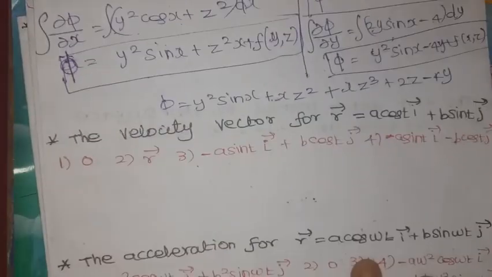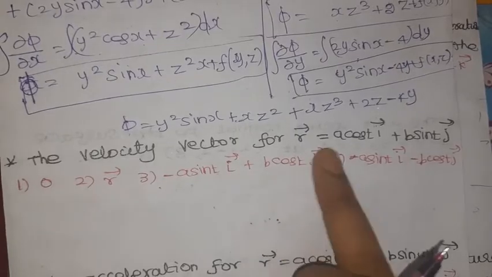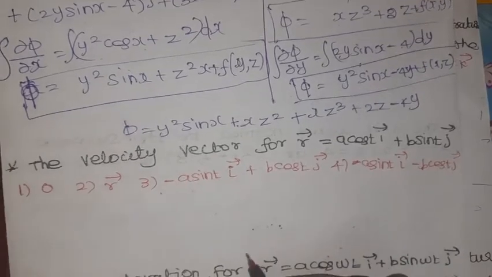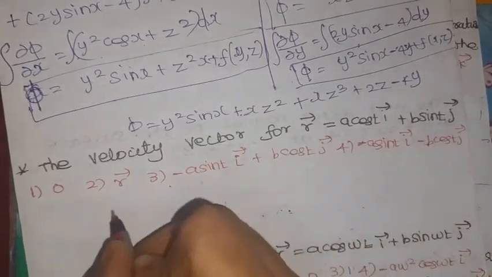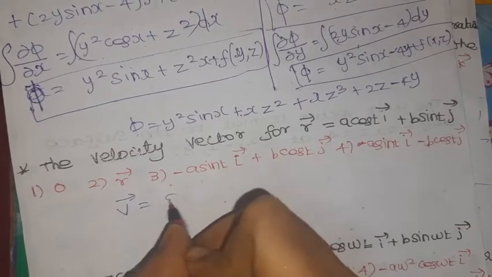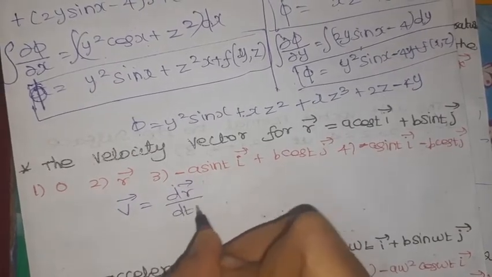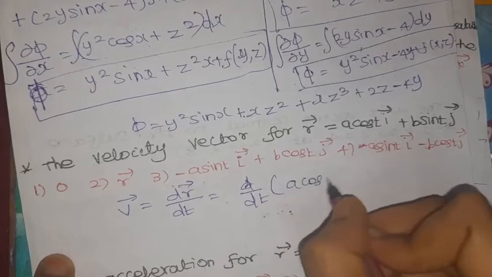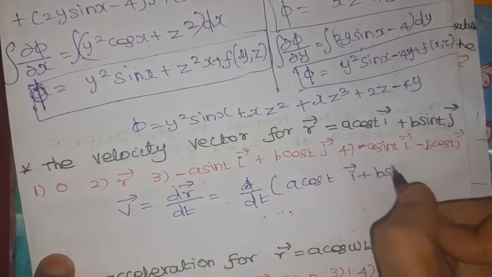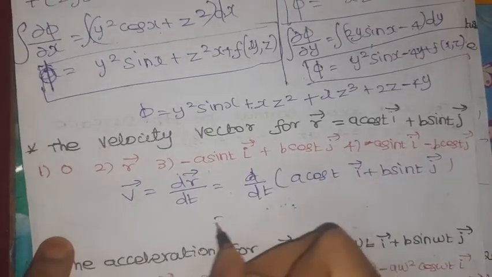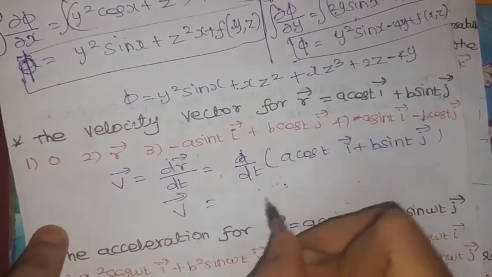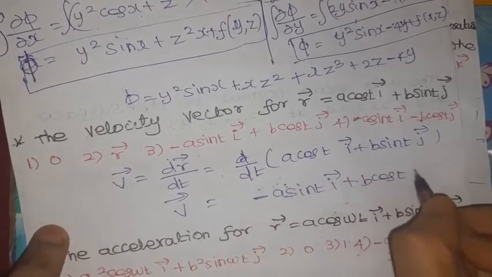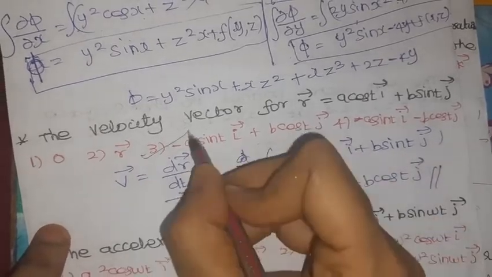Then we'll move on to the next one. The velocity vector for r equal to a cos t i plus b sin t j. So we need to find the velocity, where r is nothing but distance. So what is the velocity? It is nothing but dr/dt, distance by time. So d/dt of this term a cos t i plus b sin t j. Just differentiate one time, we can get the velocity vector. So ∂/∂t gives minus a sin t i plus b cos t j. So option 3 is the right option.